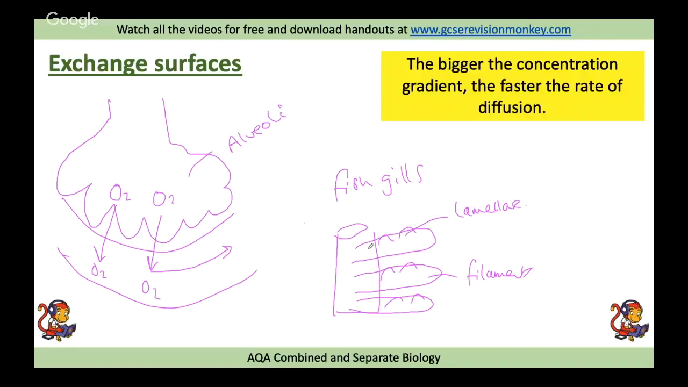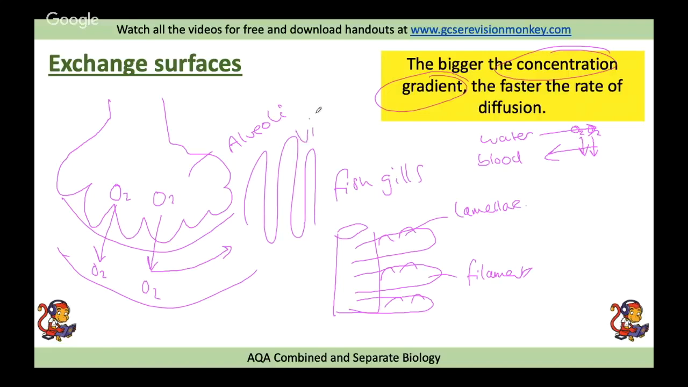Now, through those gill filaments, you have water going in one direction and blood going in the opposite direction, because the water is carrying the oxygen that will diffuse into the blood, and you need the blood to take it away in the opposite direction to maintain that concentration gradient. Okay, the bigger the difference in concentration, the faster the rate of diffusion. You've also got the villi in the small intestine, which are the folds to increase the surface area.